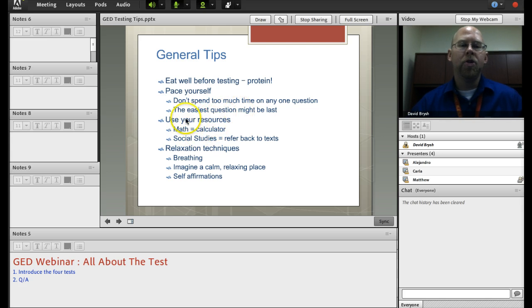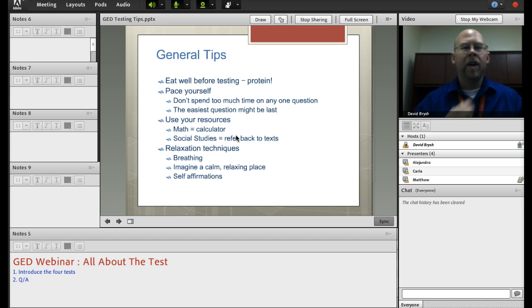The other one is to use your resources. For math and science and social studies, you have a calculator. I mean, you're going to use it most on the math, but you'll have it there for you. And then for the social studies and the English stuff, they'll have texts for you to refer back to. So make sure you use those.